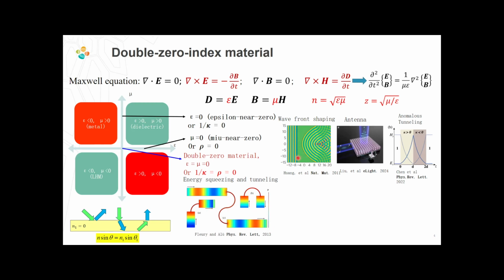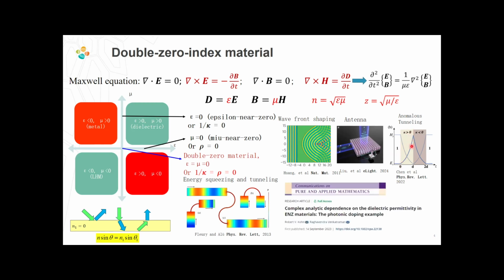Also wavefront shaping is illustrated here. Here you have this strangely shaped zero index material in green, and you have a plane wave incident from the left. As I mentioned, the outgoing wave must be perpendicular to the interface, so you can see some kind of focusing effect here. Also, very recently, earlier this year, people have demonstrated that zero index can be used as an antenna, which has very high directivity emission, and also anomalous tunneling in zero index materials.